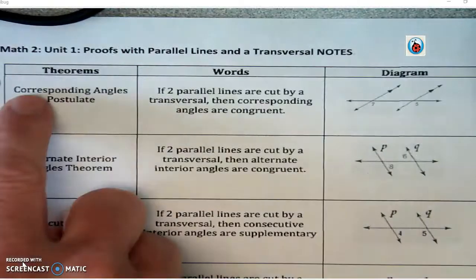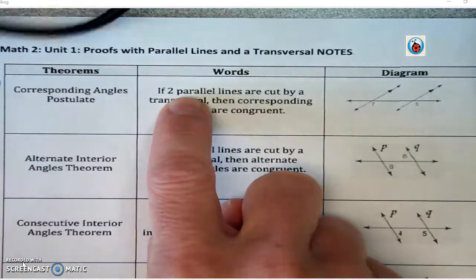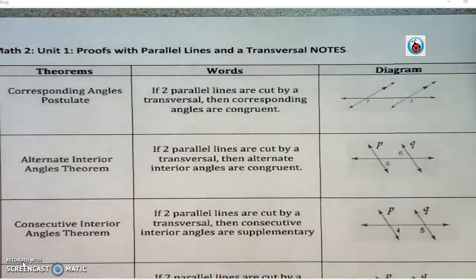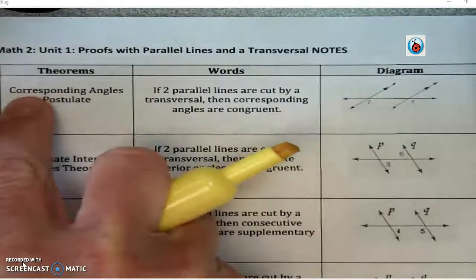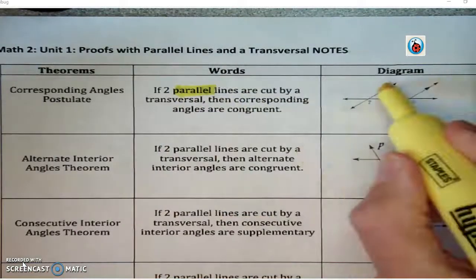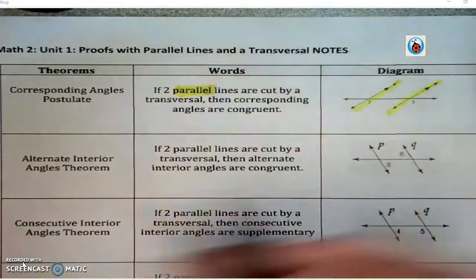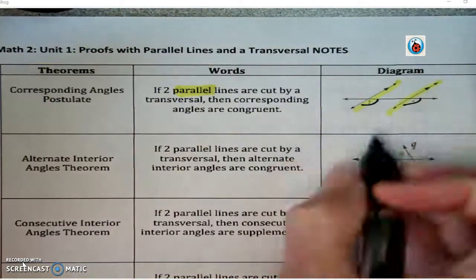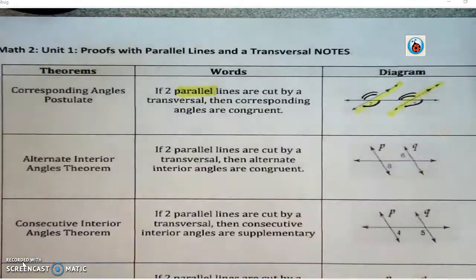The corresponding angles postulate says if two parallel lines are cut by a transversal, then corresponding angles are congruent. We talked about that yesterday. Here I'm just putting it in a formal way and telling you that that is called the corresponding angles postulate. Again, they have to be parallel, but if you have two parallel lines, then the corresponding angles are congruent. So these two angles, and there are several pairs of corresponding angles. This one, those are sets of congruent angles.